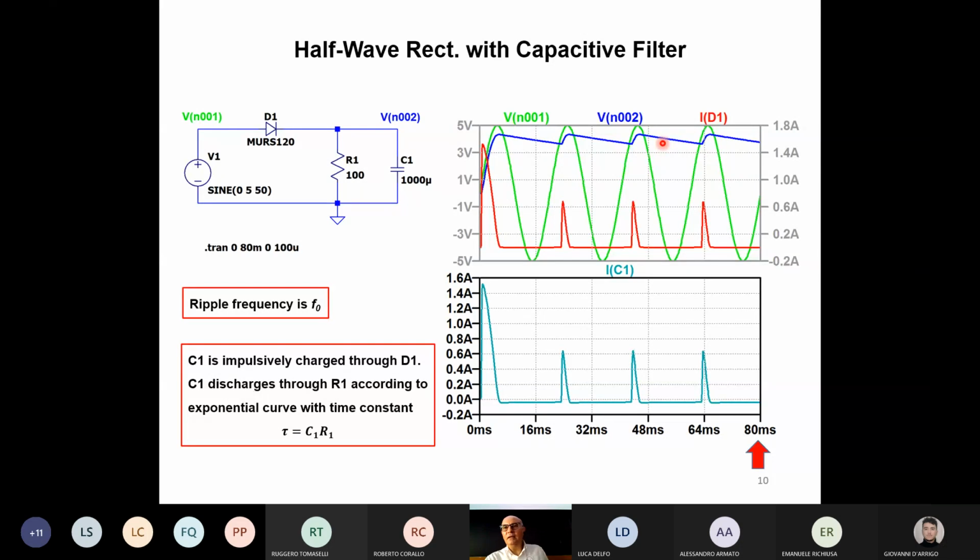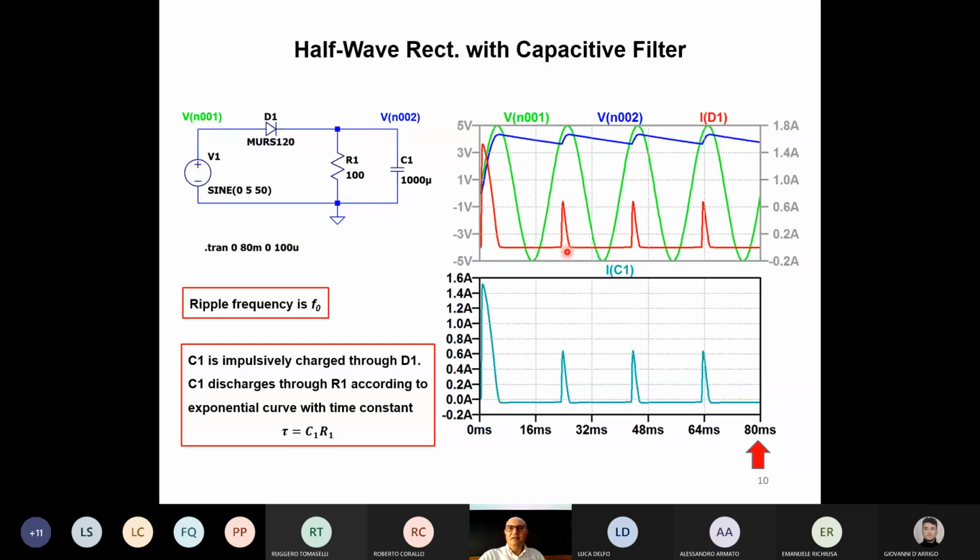Okay. So we can say that the difference between the current in the diode and the current in the capacitor is the current in the resistor, which is almost constant. Okay, I got confused.